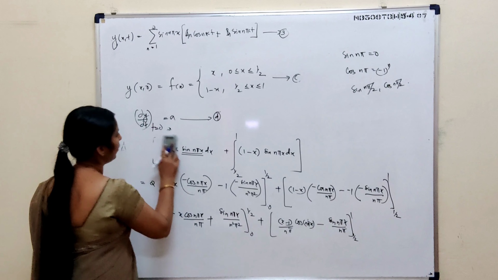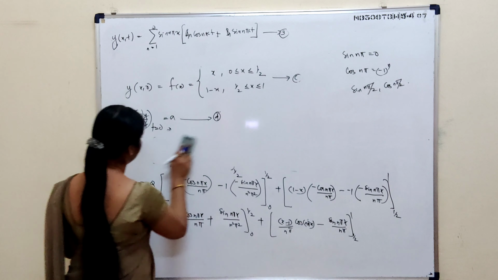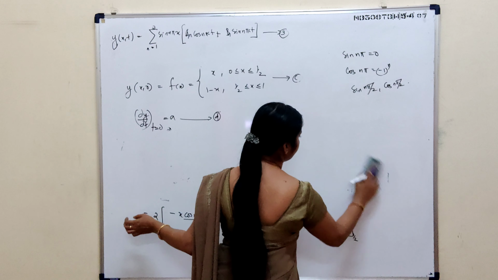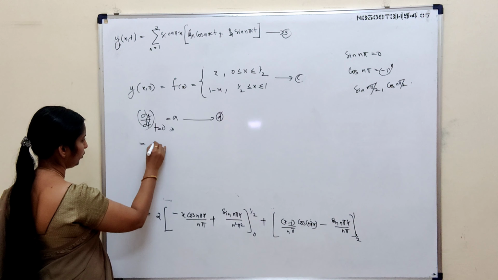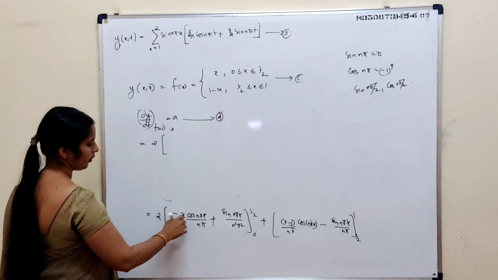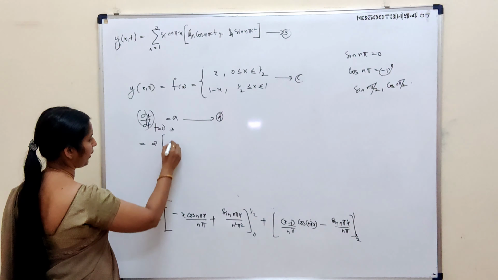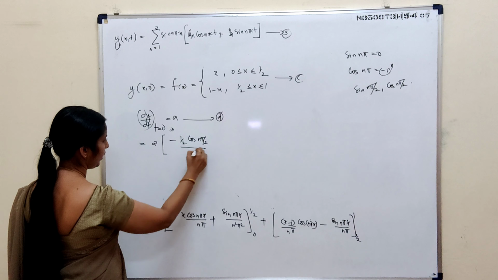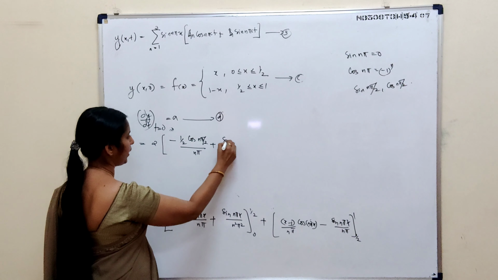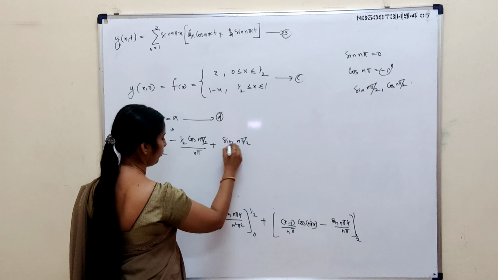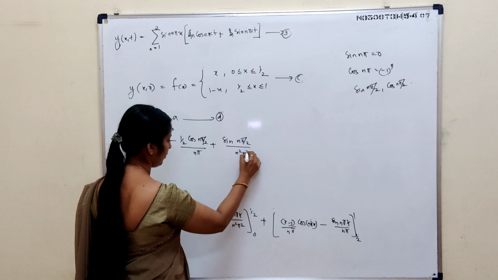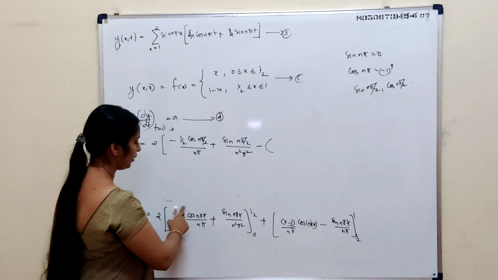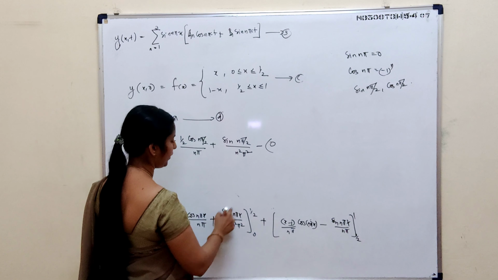Next, we have to simplify. We have to substitute the limits. So 2 into, when x is half, it is cos n pi by 2. So minus half cos n pi by 2 by n pi plus sin n pi by 2 by n square pi square, minus, when x equal to 0, this term is 0 and sin 0 is 0.